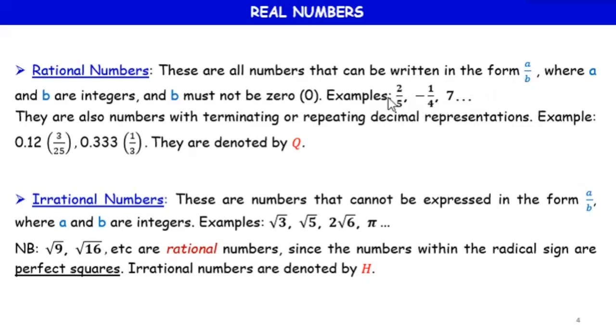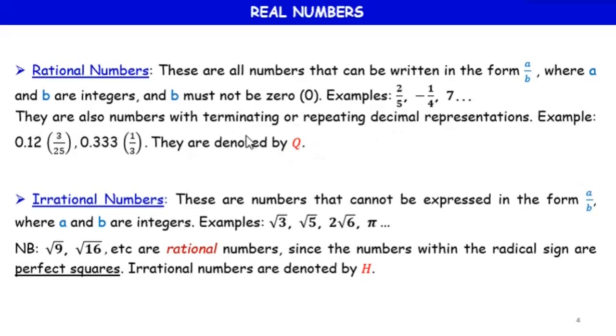With 2 over 5, our a is 2 and our b is 5. With negative 1 over 4, our a can be negative 1, our b can be 4. With 7, our a can be 7 and our b can be 1, because any number standing on its own is divided by 1 or has a denominator of 1. So simply, rational numbers are numbers that have a numerator and a denominator. That is what we mean by rational numbers.